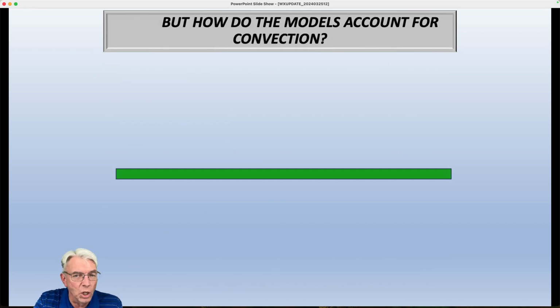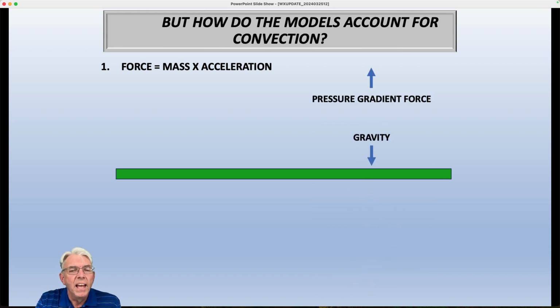So how do global models, or how do any model account for convection? Well, we know that force is equal to mass times acceleration, okay? And on the large scale, you can make this assumption where there is a balance between the pressure gradient force, which acts upward because the pressure decreases as you go up in the atmosphere. So a gradient always goes from high to low, and so the pressure gradient force is directed upward. Gravity is obviously directed downward, and so those two forces balance.